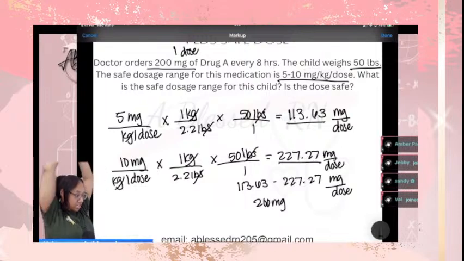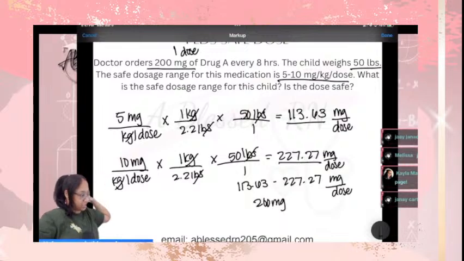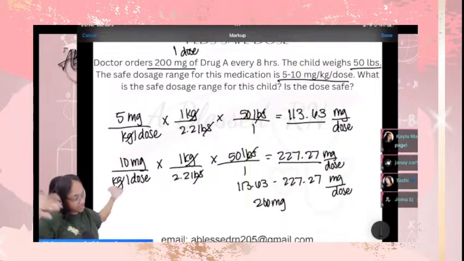Yes, it is safe, safe, safe. So we can go ahead and give this patient some medicine.